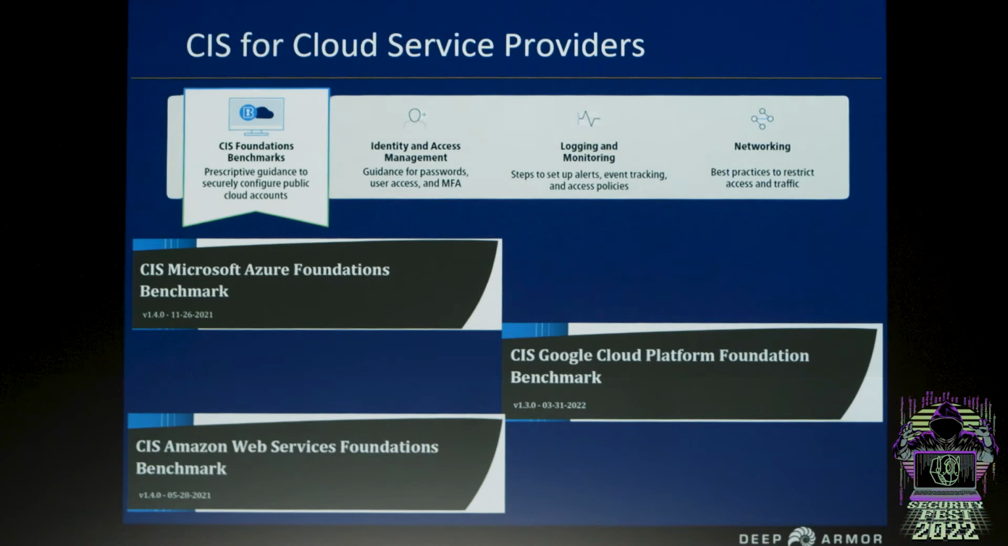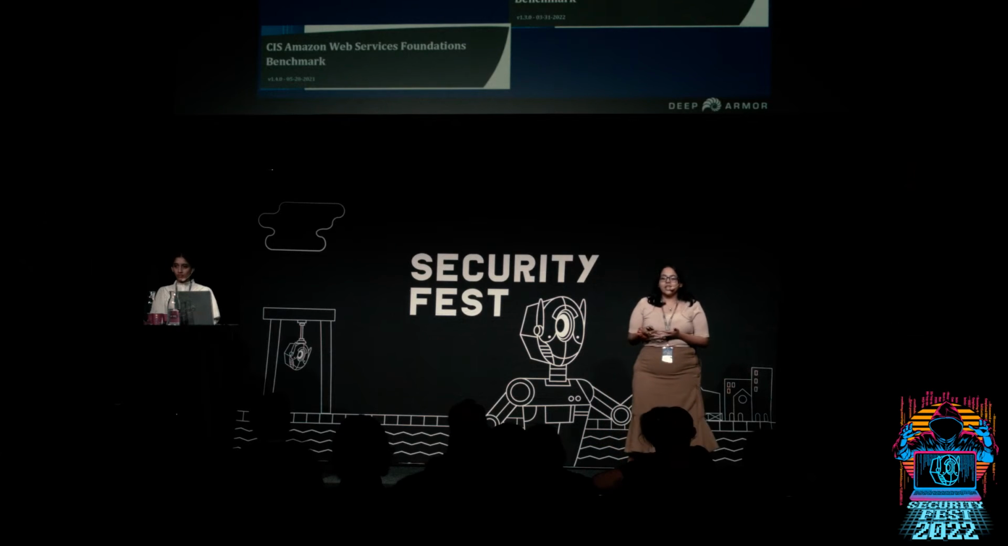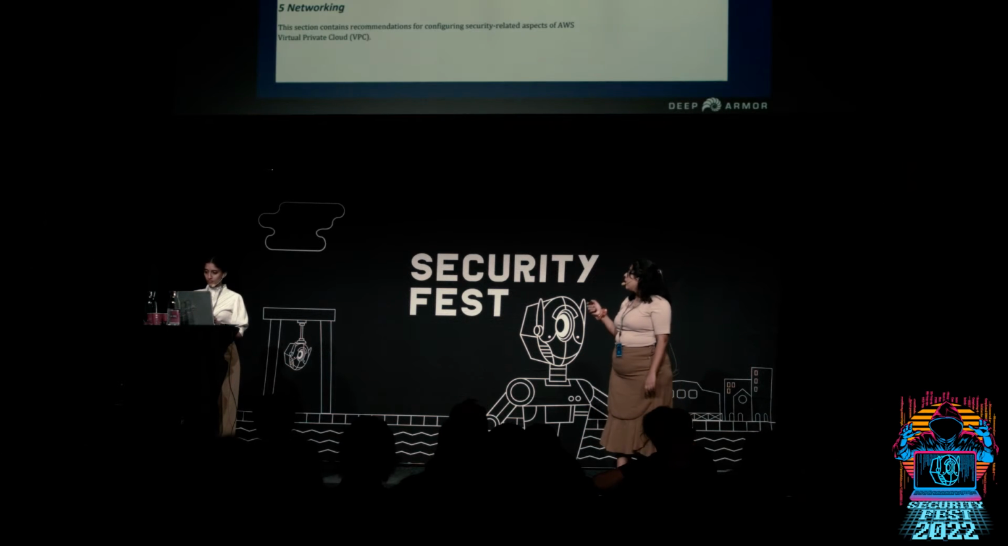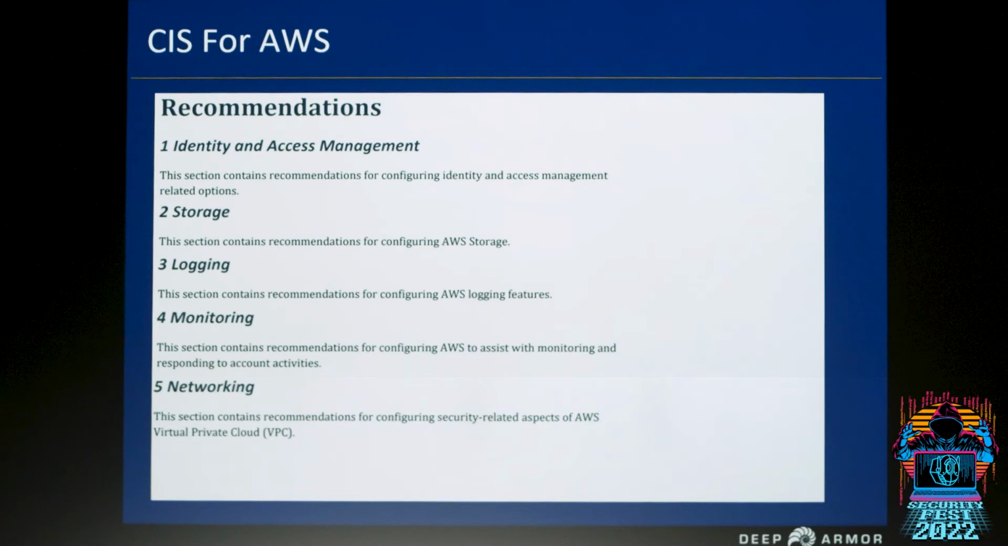As our POC for today is about cloud infrastructure, we'll move into CIS for cloud service providers. CIS for cloud service providers basically provides us with recommendations on how to securely configure a cloud account. It provides for many cloud platforms like Microsoft Azure, Google Cloud Platform, and AWS, that's Amazon Web Service. So let's move into CIS for AWS.